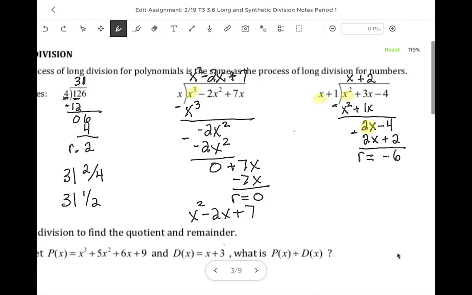How do I write that? Well, your answer is x plus 2 remainder negative 6 over x plus 1. So look at that and then look back at the first example that I did. We write the remainder over the divisor. You don't have to know dividend, divisor. So negative 6 over x plus 1, the same way we did in the first example, the remainder of 2 gets written over 4.